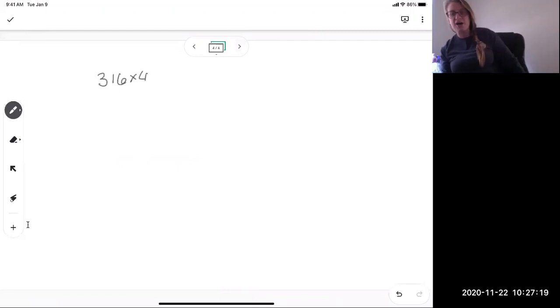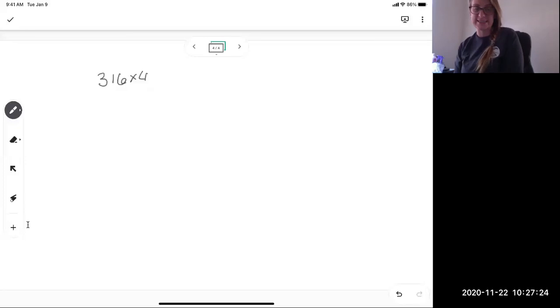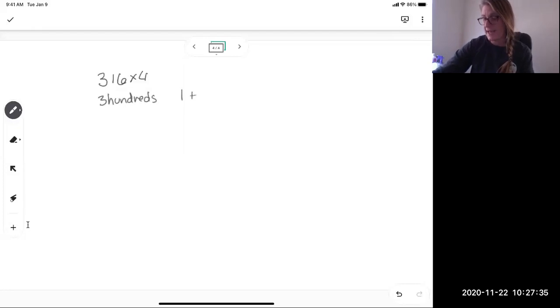Okay, how many hundreds, tens, and ones are in 316? Well, there's 3 hundreds, 1 ten, and 6 ones. Okay, so next we're going to draw an area model with a length of 3 hundreds, 1 ten, and 6 ones, and a width of 4.